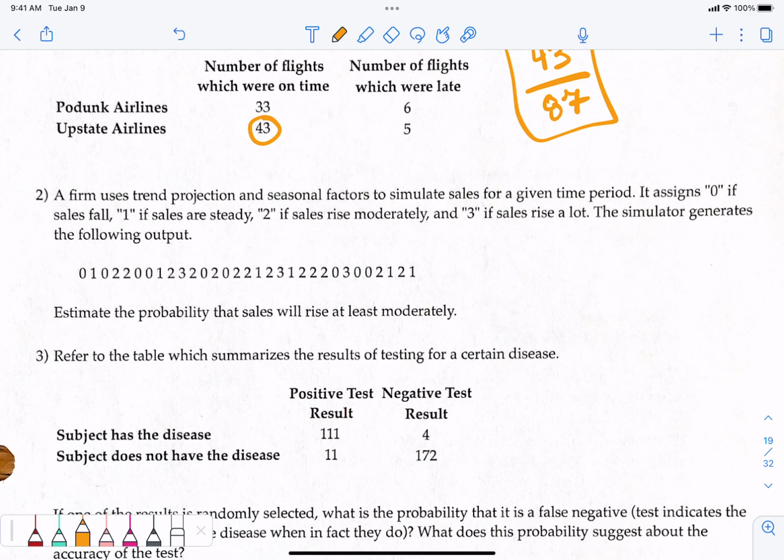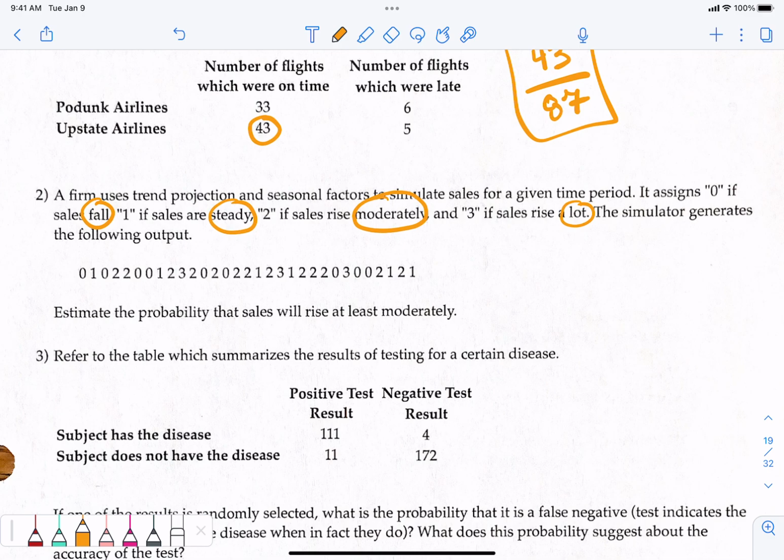A firm uses trend projection and seasonal factors to simulate sales for a given time period. 0 is assigned to fall, 1 is assigned to steady, 2 is if the sales are rising moderately, and 3 is if sales are rising a lot. The simulator generates the following output. Estimate the probability that sales will rise at least moderately.